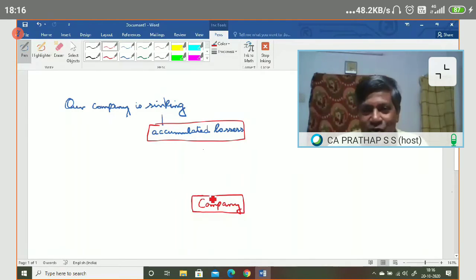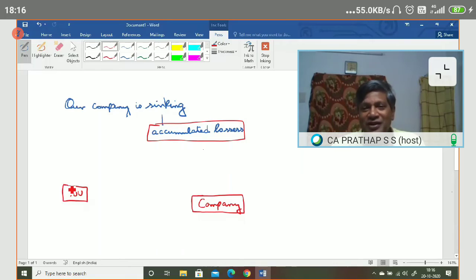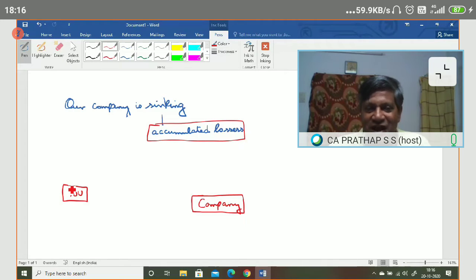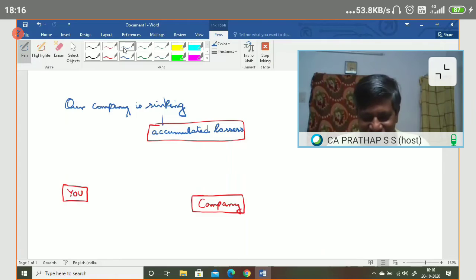Who are all the stakeholders of the company? Now, this is you. You, the student who is doing intermediate advanced accounts now. Who are your stakeholders? Stakeholders means who have a very deep interest in your welfare. Who are your stakeholders, guys? Then we'll come to the company.